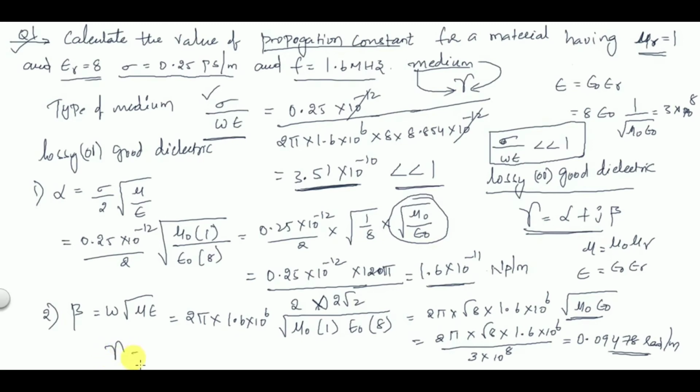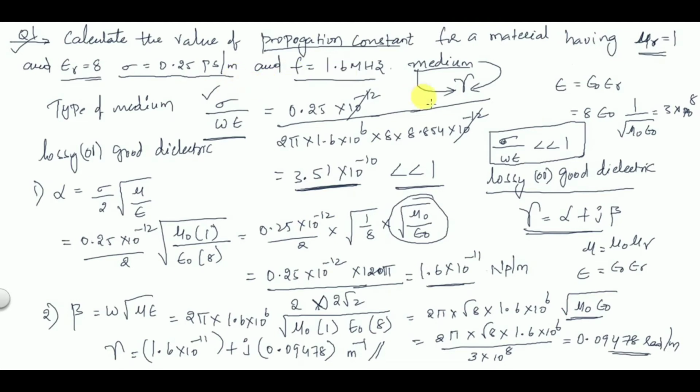So the combination of these two, alpha plus j beta, is your gamma. You just write that at the last. So gamma is equal to alpha, which is 1.6 into 10 to the power of minus 11, plus j into beta, where beta is 0.09478 per meter.